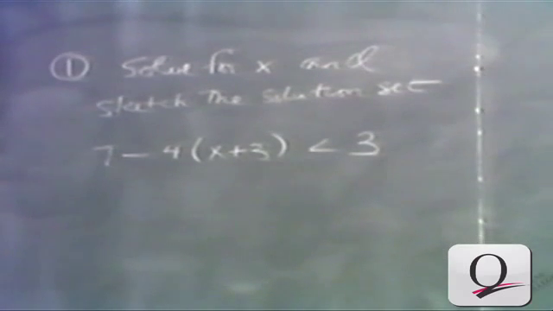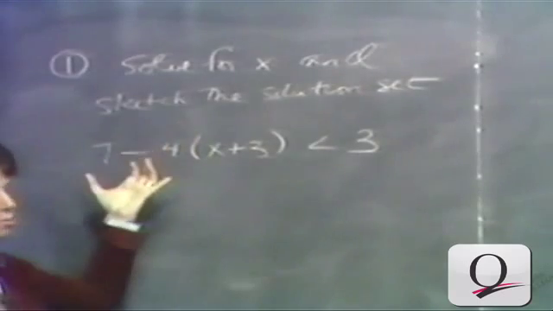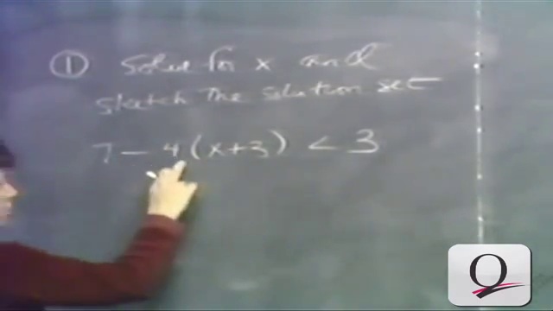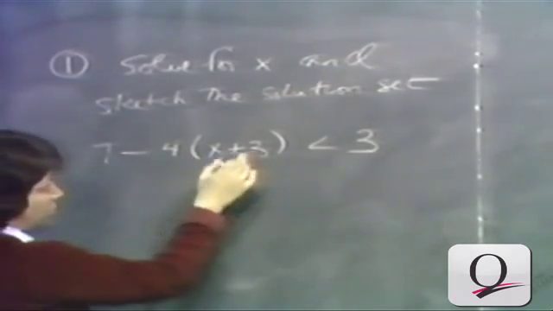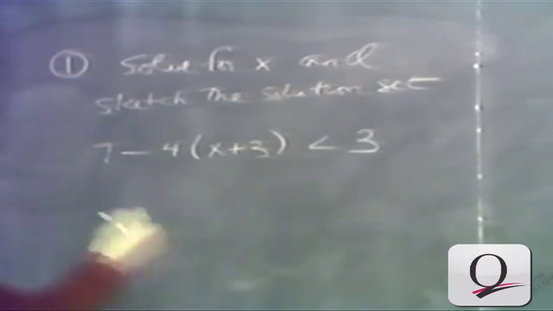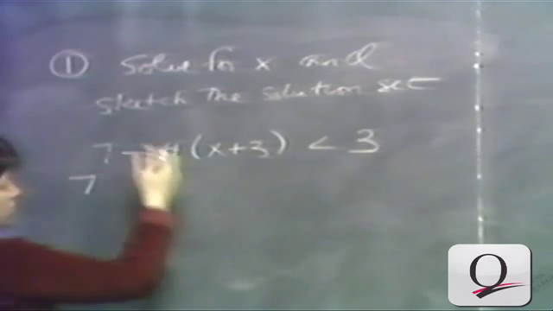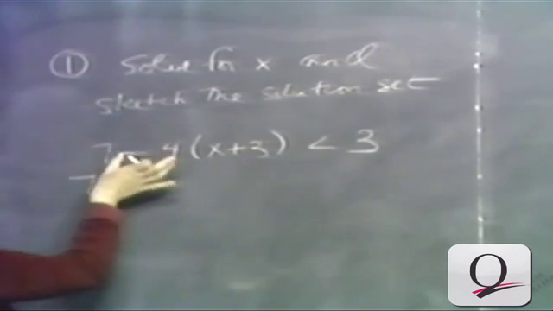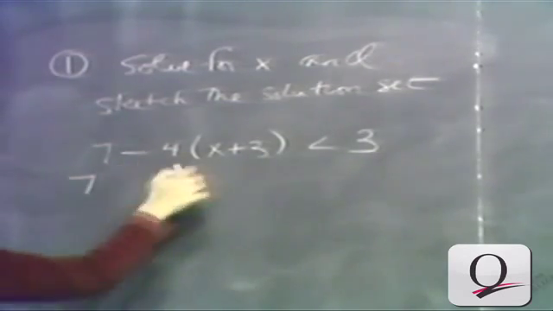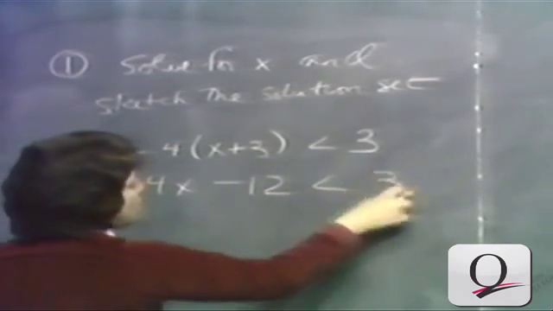Don't forget what you already know about order of operations. By that I mean you do not say 7 minus 4 and simplify this to 3 times (x plus 3). You realize that this multiplication of 4 times (x plus 3) must occur before the subtraction. So let's do that. We can either multiply through by 4 and then subtract, or we can think of this as a minus 4 to be multiplied through, and then we add. Minus 4 times x is minus 4x, minus 4 times 3 is minus 12, less than 3.